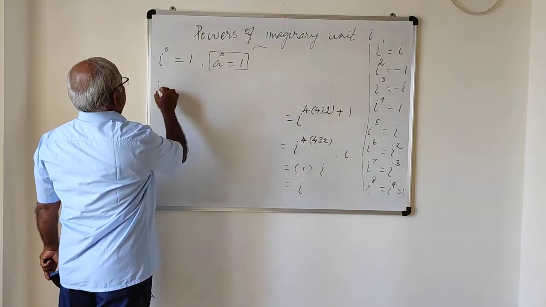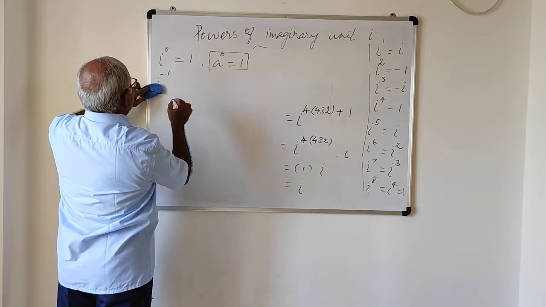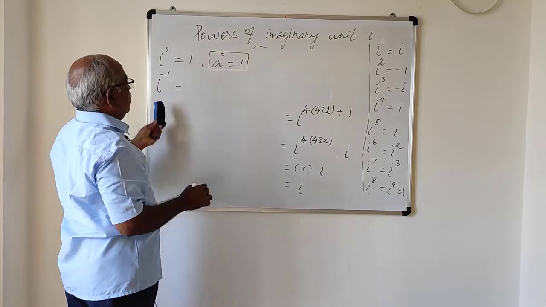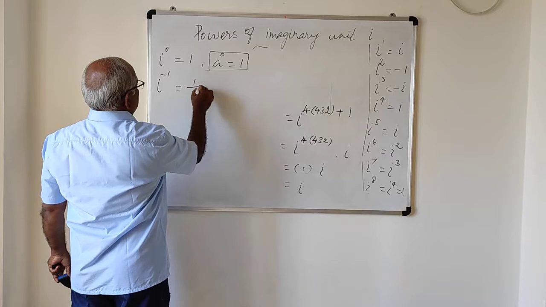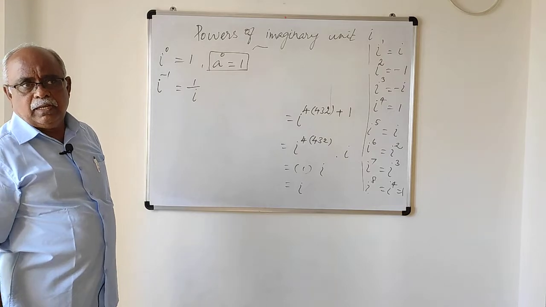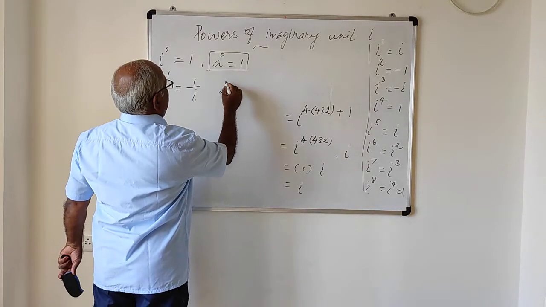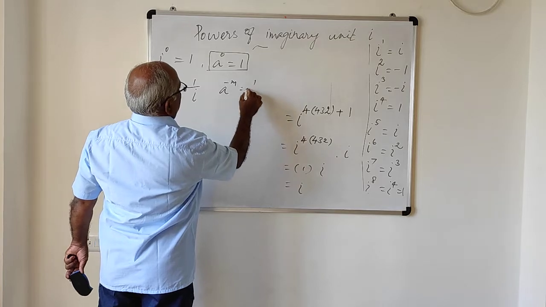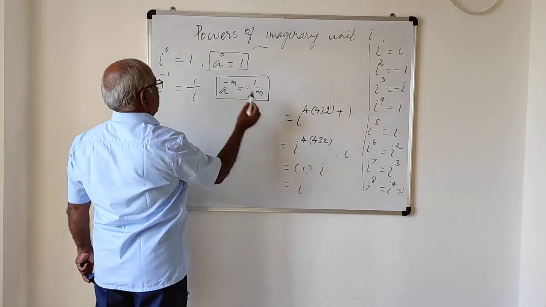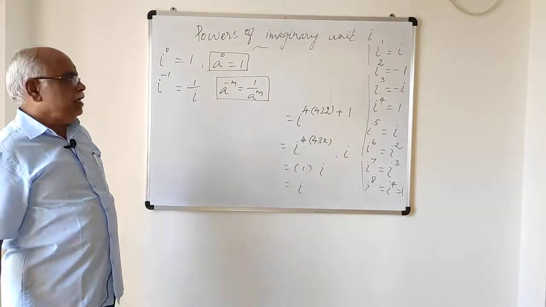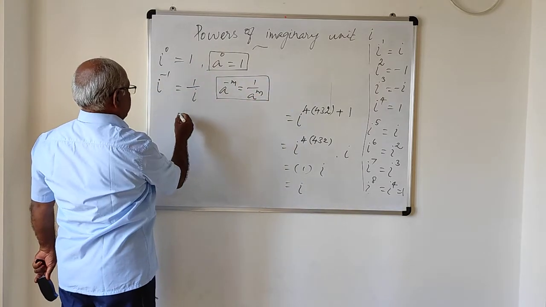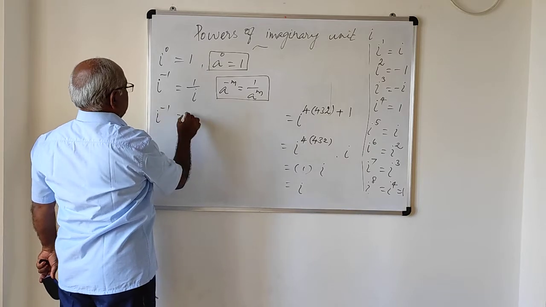For example, i power minus 1. How can you find out i power minus 1? I express it as 1 by i. Why is i power minus 1 equal to 1 by i? It's again from my previous algebra knowledge: a power minus m is 1 by a power m. This is the rule we have studied already. Using this, I can write i power minus 1 is 1 by i.